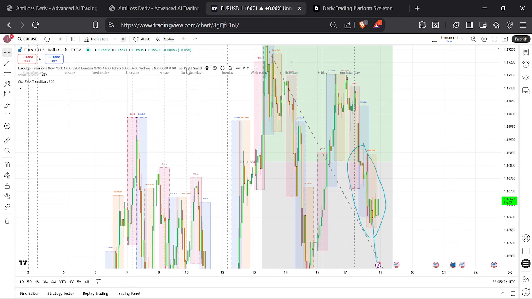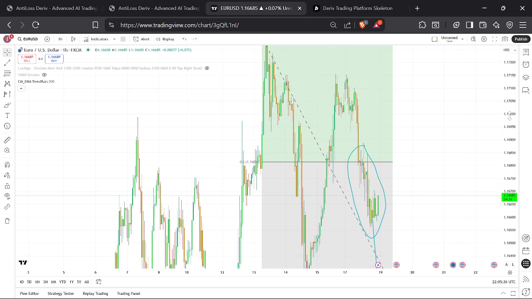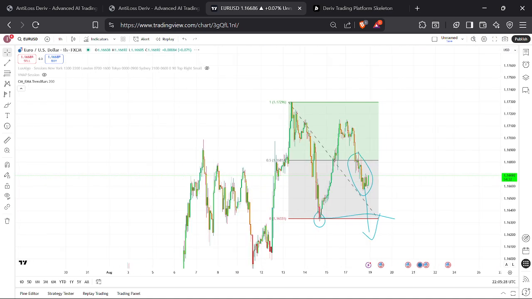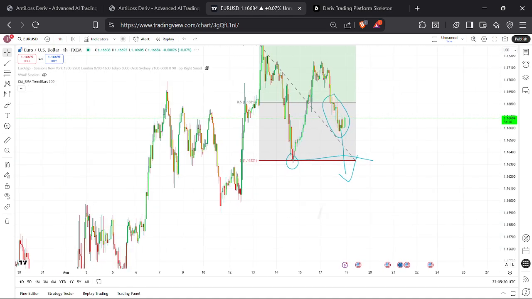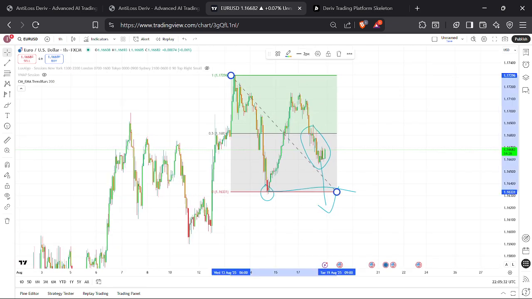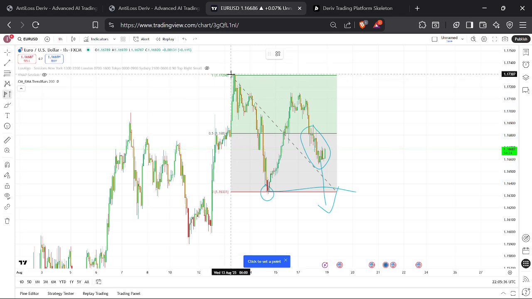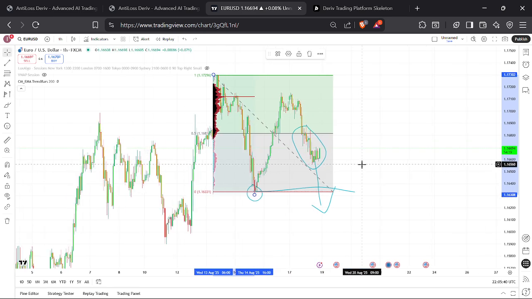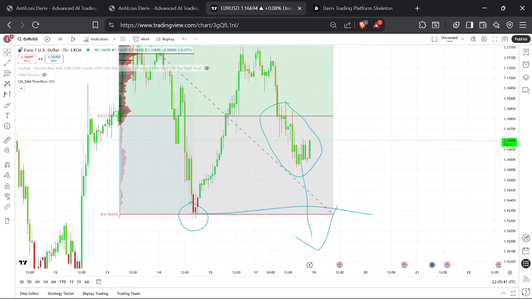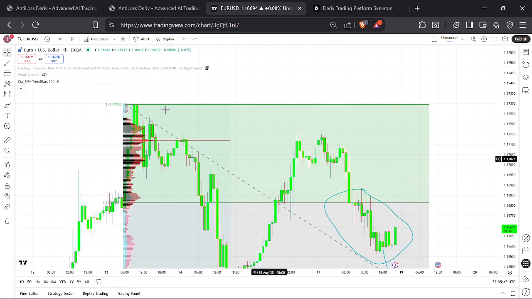let me disable the sessions. If I go back to the 1 hour time frame and I use our volume profiles from this level, you can see that this point of control here is acting as a resistance level that helps to push the market down.